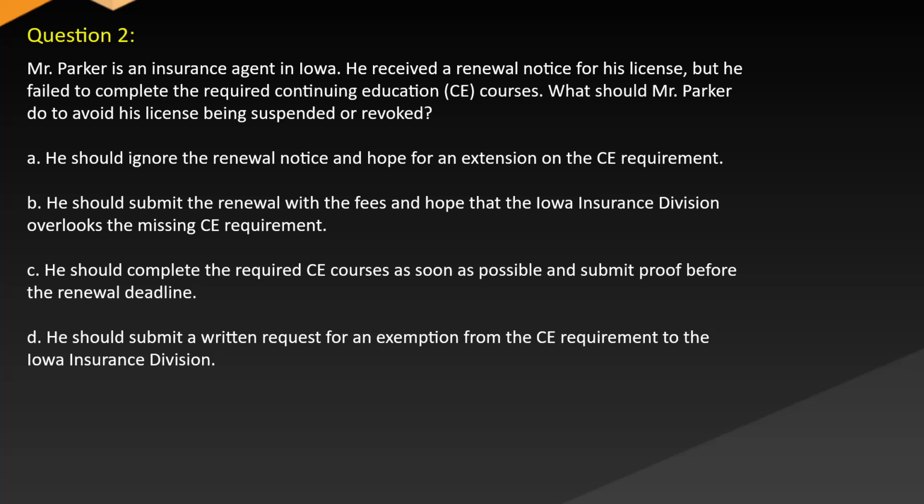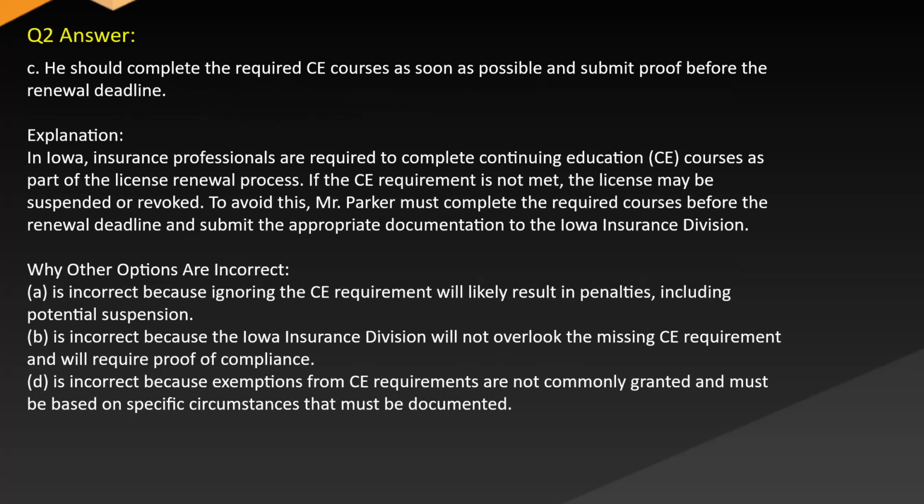B. He should submit the renewal with the fees and hope that the Iowa Insurance Division overlooks the missing CE requirement. C. He should complete the required CE courses as soon as possible and submit proof before the renewal deadline. D. He should submit a written request for an exemption from the CE requirement to the Iowa Insurance Division. Answer: C. He should complete the required CE courses as soon as possible and submit proof before the renewal deadline.